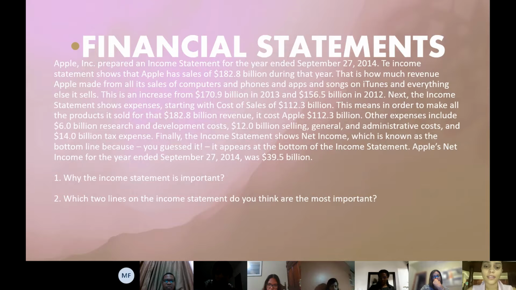14 billion tax expense. Finally, the income statement shows net income, which is known as the bottom line because, you guessed it, it appears at the bottom of the income statement. Apple's net income for the year ending September 27 was 39.5 billion. Why the income statement is important is the first question.